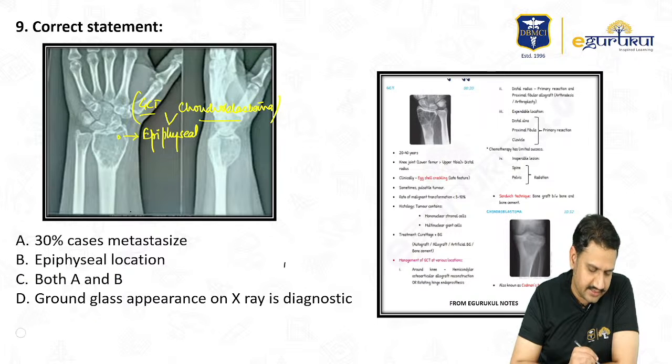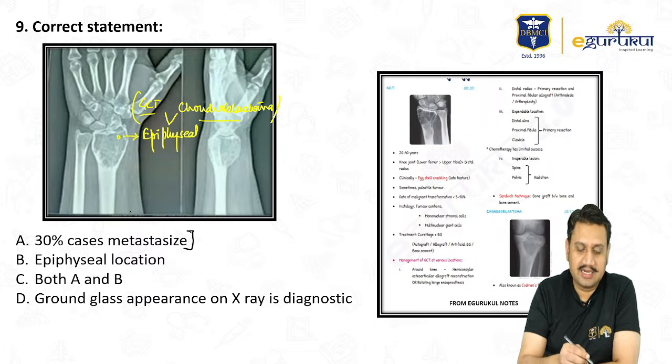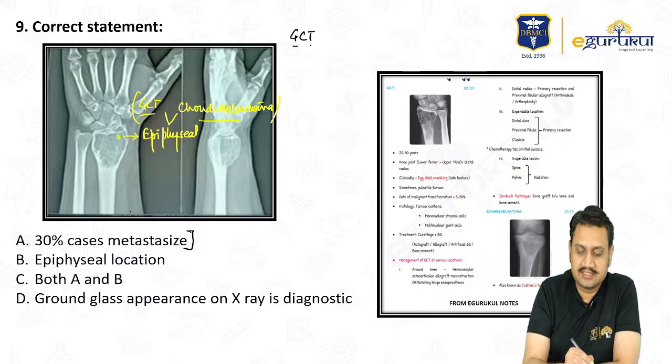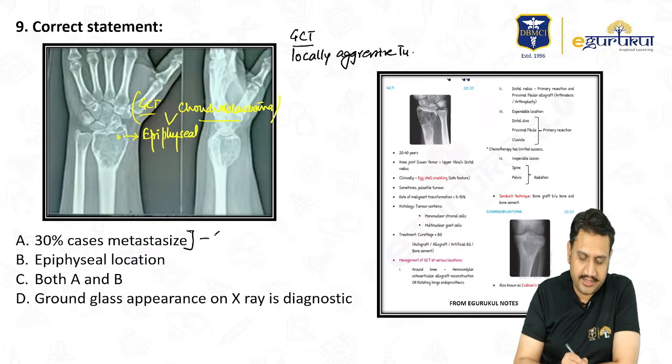Then you have the second point, the 30%. Do they metastasize? Not actually. GCTs are what kind of tumors? GCT, you all know, are locally aggressive tumors. They are locally aggressive tumors, so they go into metastasis in less than 5% of cases.